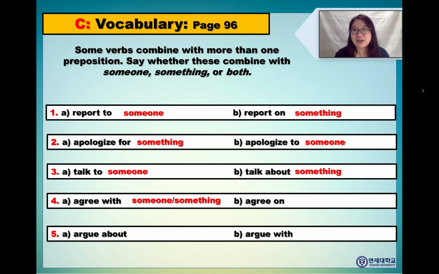Maybe a coworker had an idea and you can agree with the person or you can agree with their idea. B, we can agree on something. 5A, argue about something and argue with someone. Okay, it can be a little bit confusing, but the more you practice using these verbs and prepositions, the more naturally they will come to your mind.